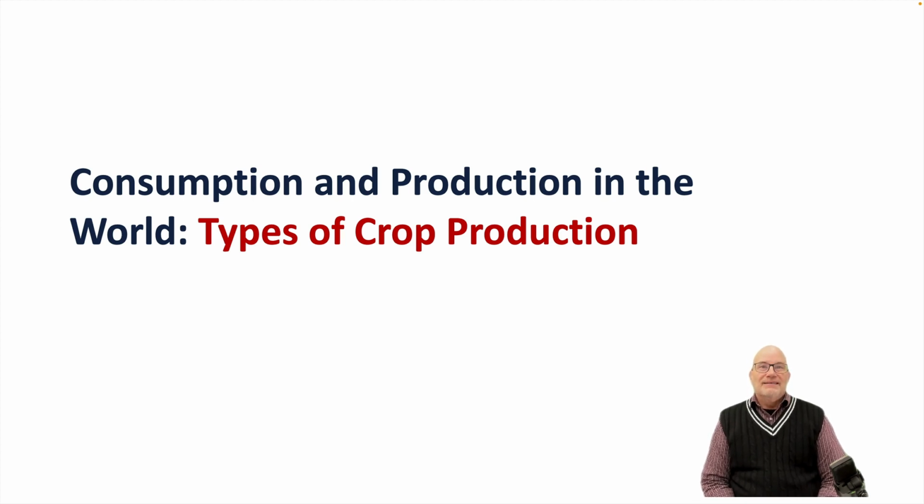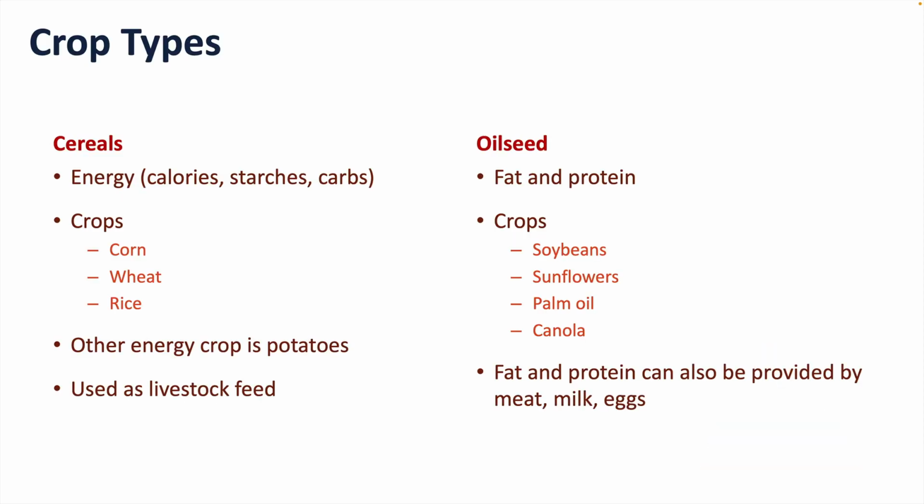There are different types of crop production, and I am going to divide those up into four types. The first is cereals, and these in particular provide energy. They typically are carbohydrates, they provide calories, starches, and carbohydrates. The typical crops that are cereal are corn, wheat, rice. So if you think about cereals, you're sort of thinking corn, wheat, rice, and there are a host of others.